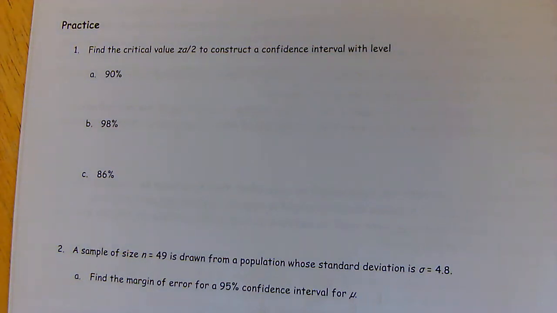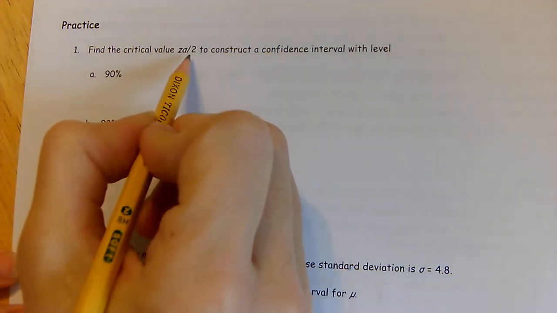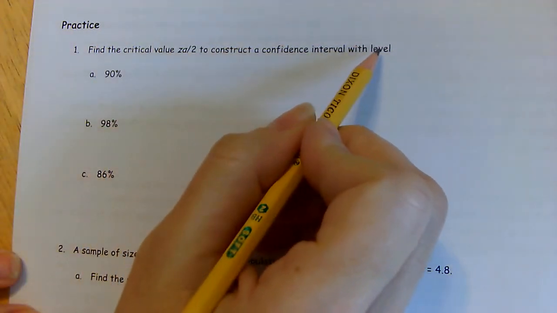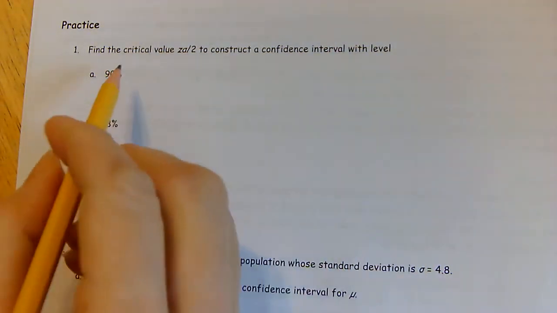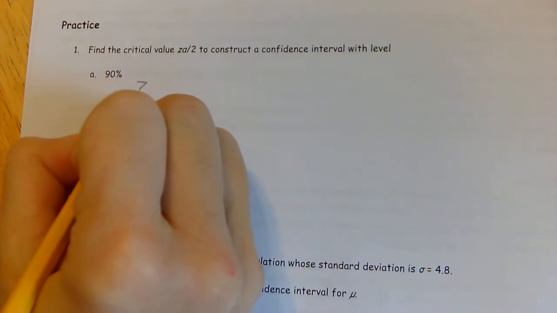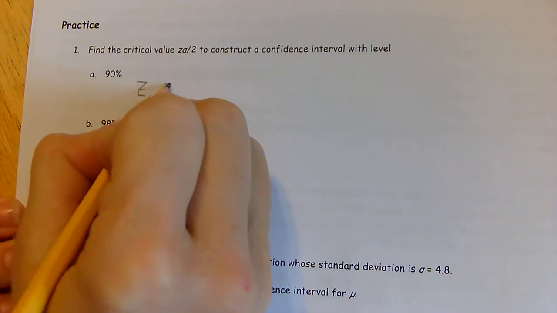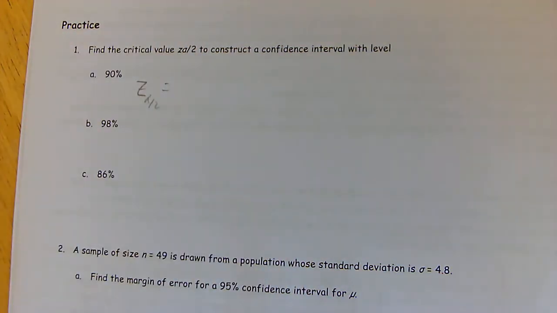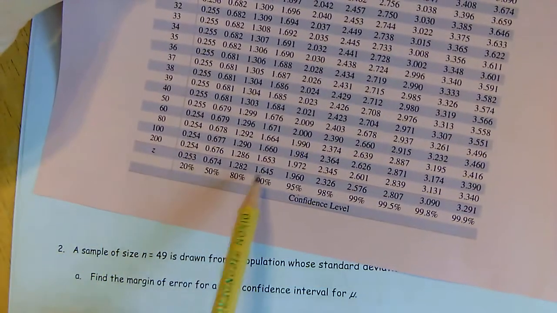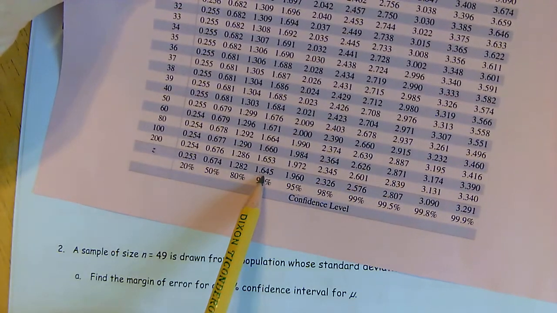So let's do some practice problems for 8.1. All they're asking here is, let's find the critical z-value to construct a confidence interval with these certain levels. So for 90% confidence, my critical z-value, I look on my pink table. Is it there? Yes, it is. That's my critical z-value.